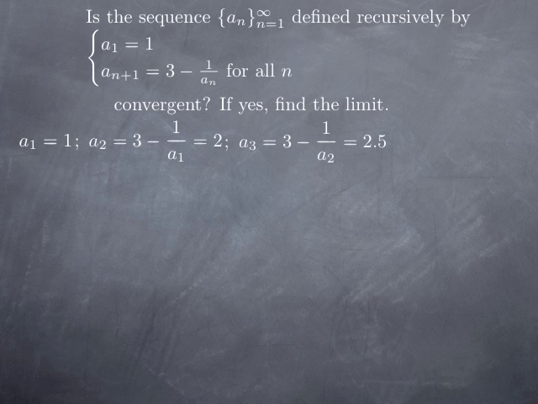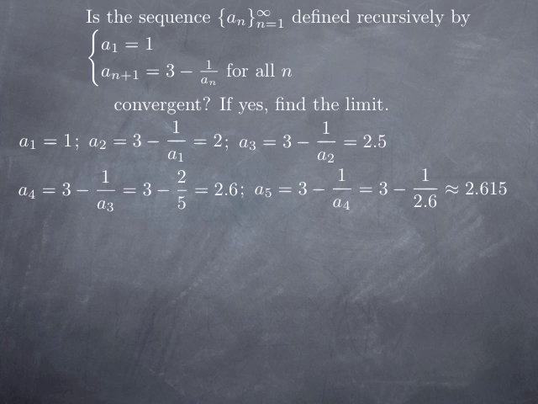To find a3, I'm going to use the induction formula again. I use it when n is 2. I get that a3 is 3 minus 1 over a2, but I found a2 to be 2, so I get 3 minus 1 half, 2.5. a4 is 3 minus 1 over a3, and I found a3 to be 2.5, so we get 2.6. a5 is 3 minus 1 over a4, and I found a4 to be 2.6. We plug things in, we get approximately 2.615.